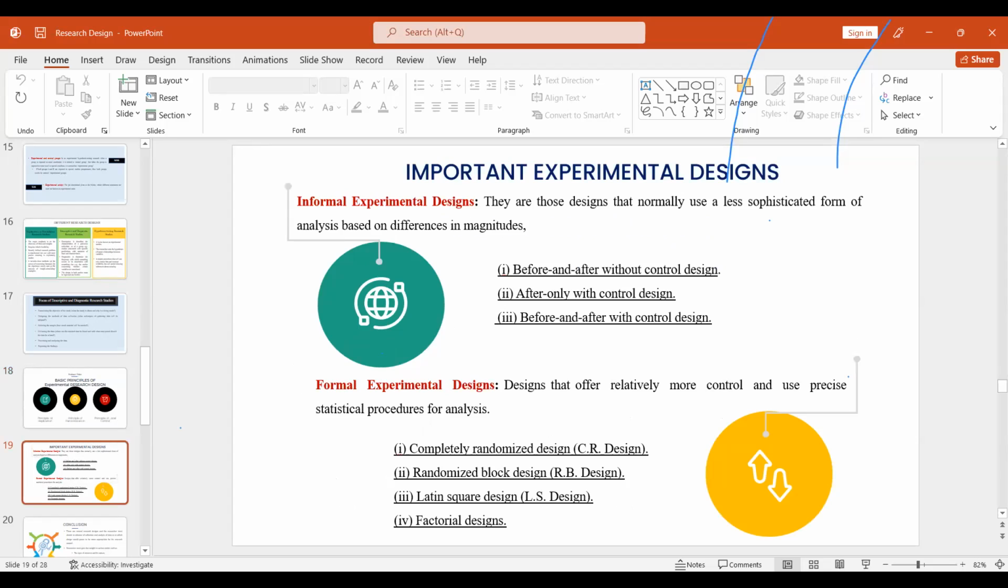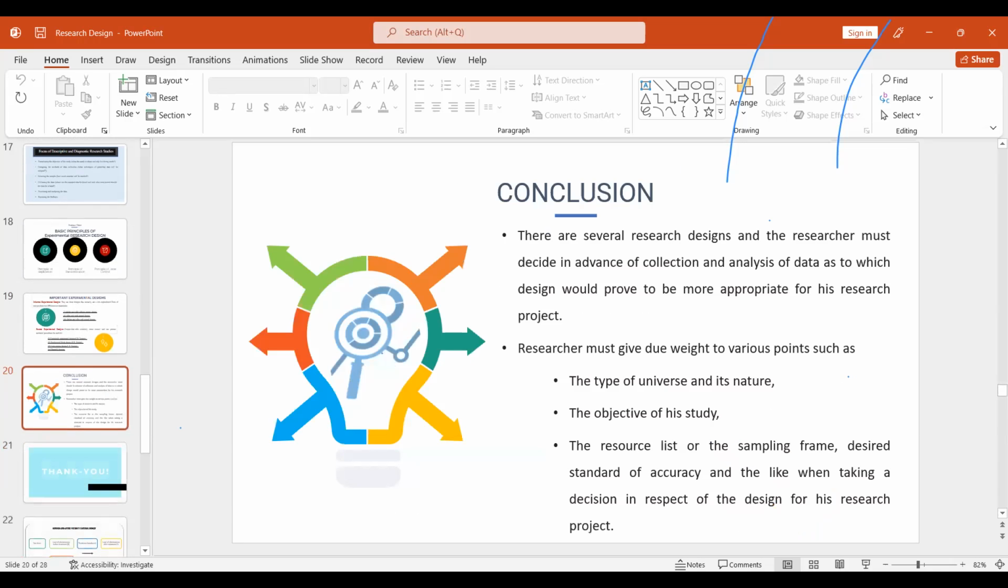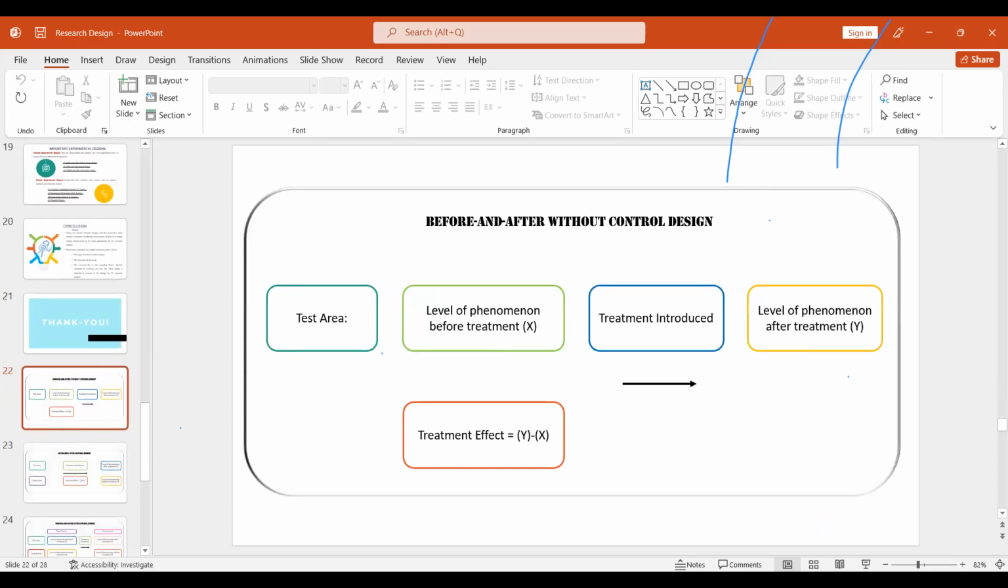अब देखिए, important experimental design. First one is before and after without control design. Second is after only with control design. Third is before and after with control design. So here I would like to show you some designing, like before and after without control.